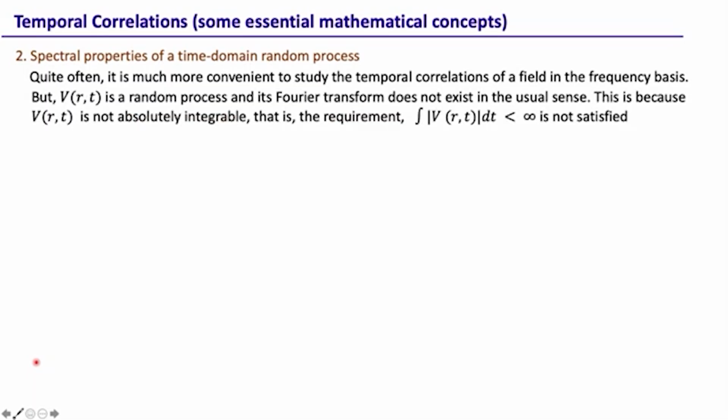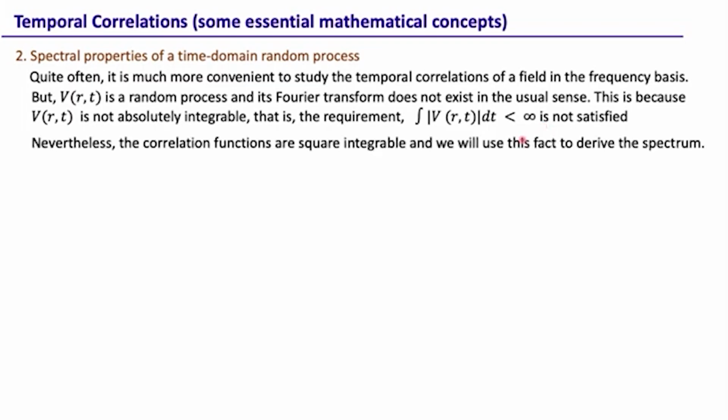However, there is one problem. If V(r,t) is a random process, then its Fourier transform doesn't exist in the usual sense. This is because V(r,t), the signal, is not absolutely integrable, which means the integral of |V(r,t)| dt being less than infinity is not satisfied for random signals. There is a formal way of handling this, called the generalized function theory, developed by Wiener, but we are not going to go into that.